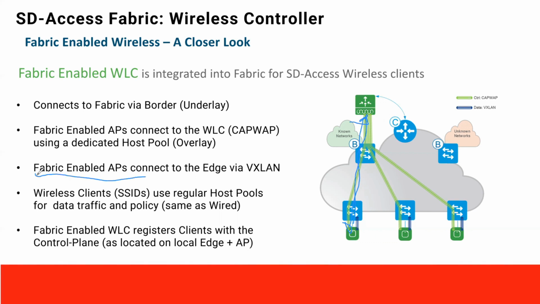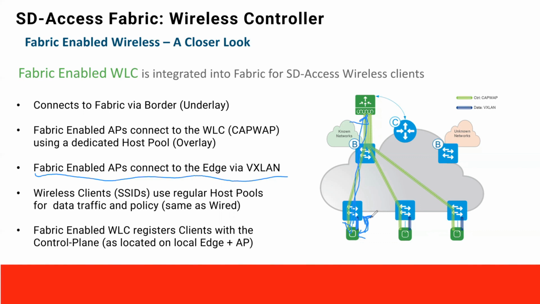Now fabric enabled access points connect to the edge via VXLAN. If you see, we have a VXLAN tunnel between the access points and the edge nodes. Today we will be concluding with the VXLAN and LISP part. So we will have a look at how this looks.